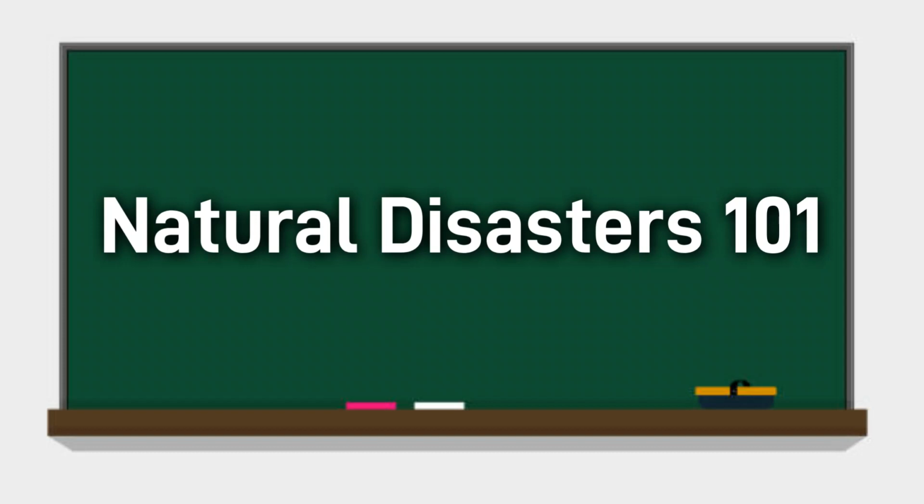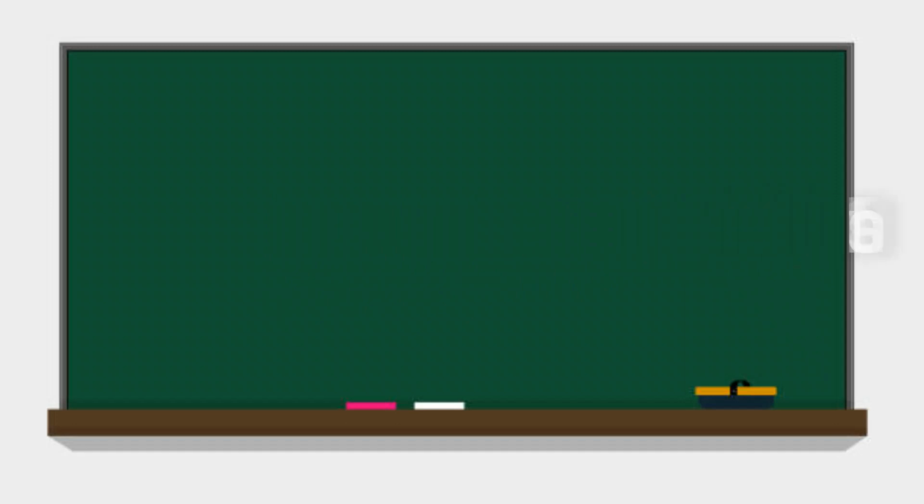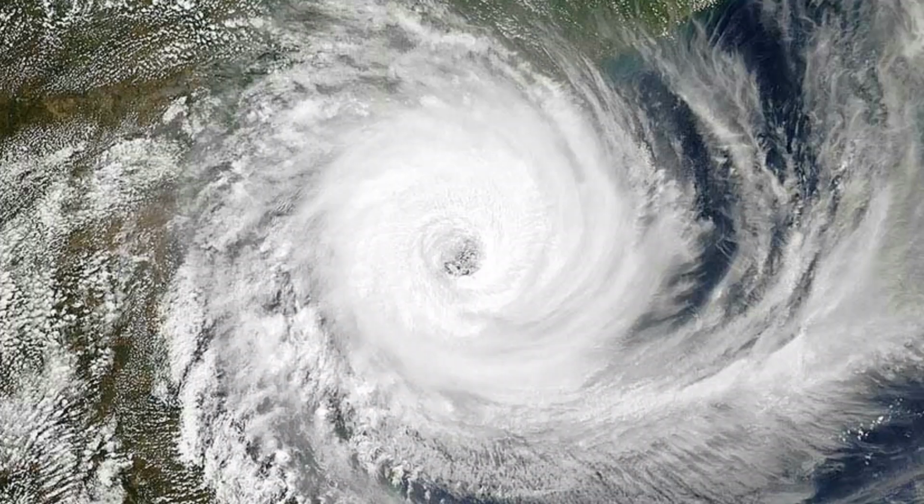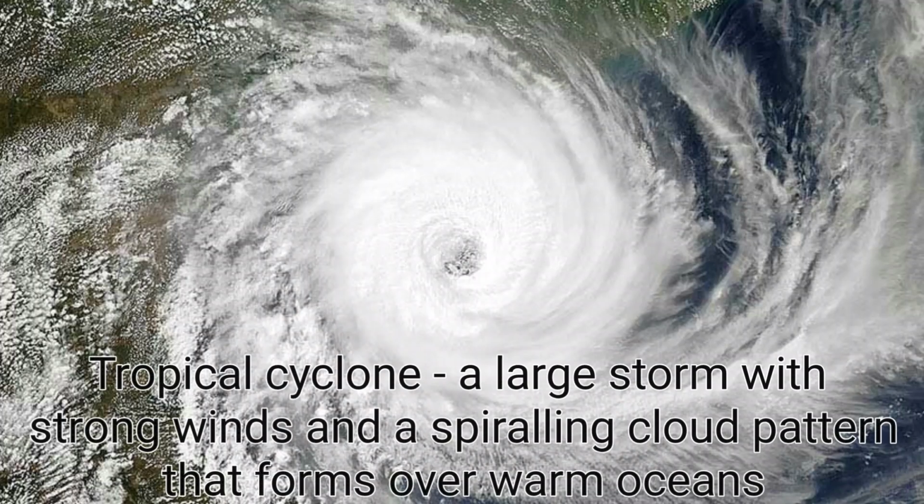Last time we examined the immense power of earthquakes. Now though, we turn our attention from the ground to the sky for our next type of natural disaster, tropical cyclones. A tropical cyclone is a large storm system, characterised by strong winds and a spiralling cloud formation that develops over an ocean.